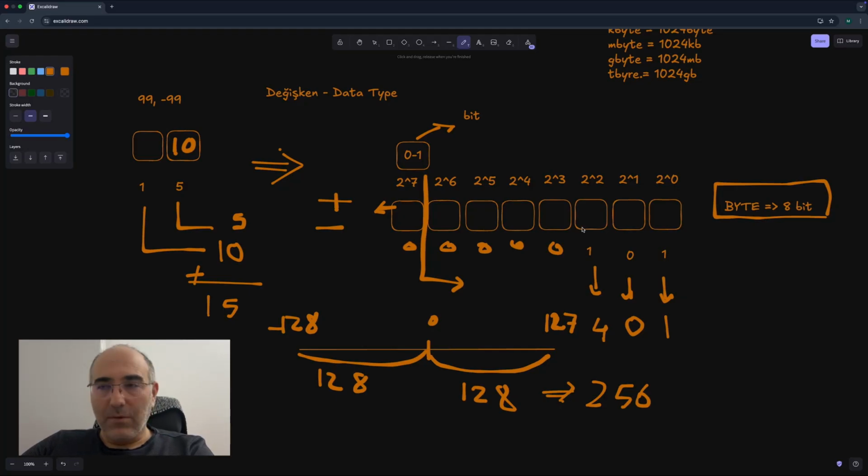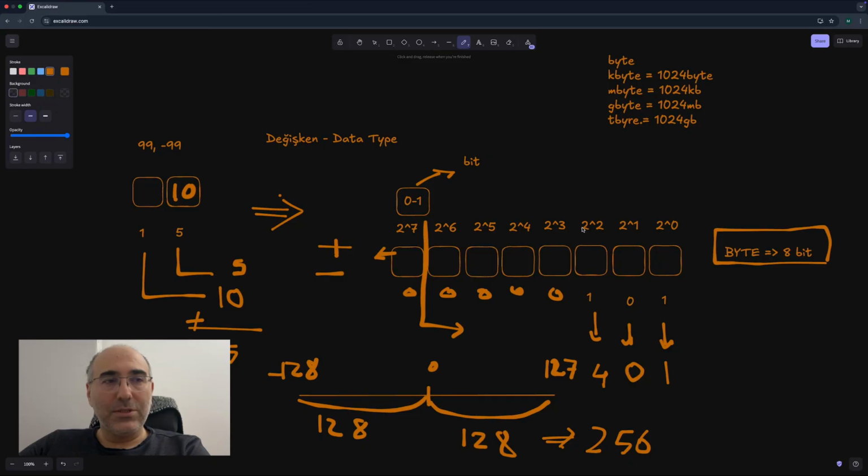So, this is how data is stored in computers. Numerical data is stored and processed like this, friends.